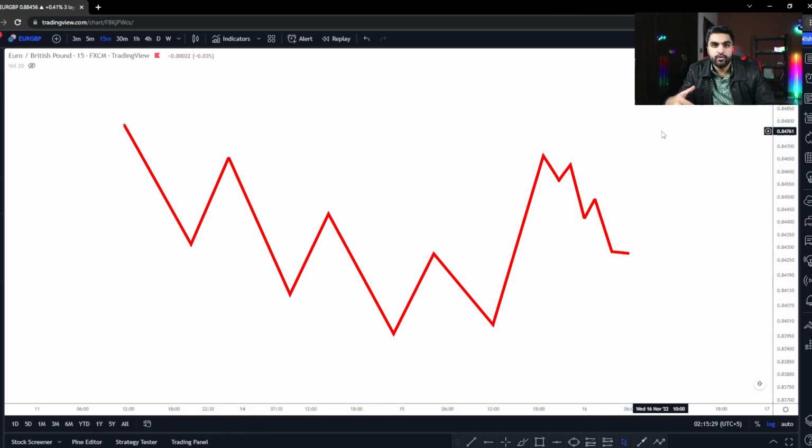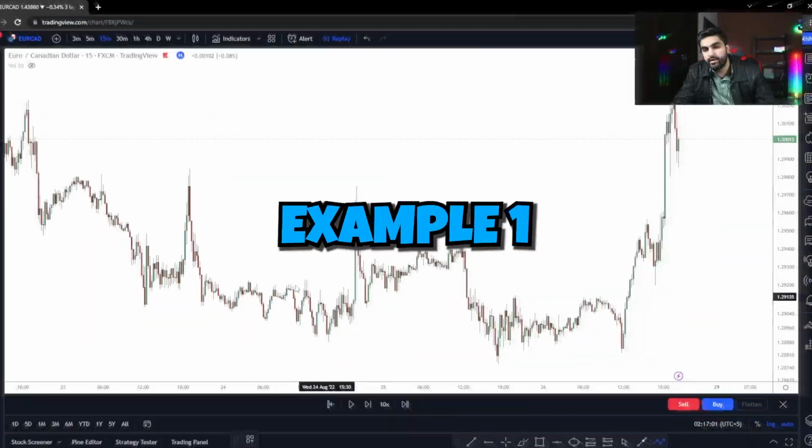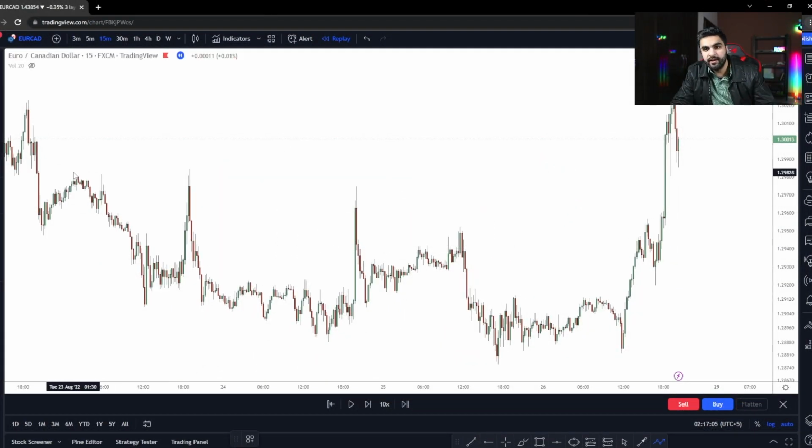So let's move on to a couple of examples so you can understand everything perfectly. Alright, so here in this first example, we have our ABC pattern, and I'm going to show you how our ABC pattern on this chart looks.